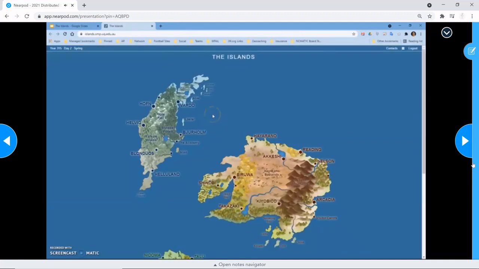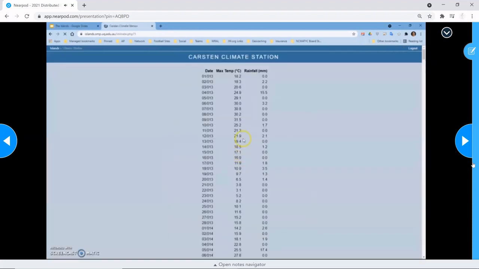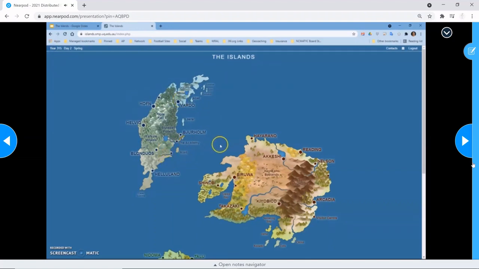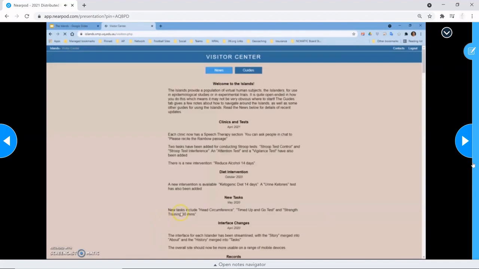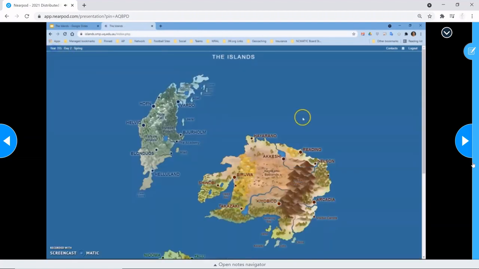So each island has several cities. Each island has an agricultural field that you can do some research on, and it has some climate data which you can go back and research as well. Those are little squares. A couple of them also have a special building, in particular the visitor center, which gives you updates that they are making to the site as we go, and also a little more information on how to use the islands. Let's get right in.